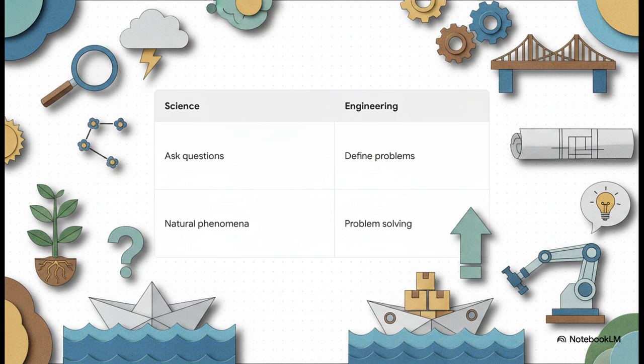Engineering, on the other hand, is completely different. It's about defining problems that need solving. It's taking that scientific knowledge and applying it. For instance, designing a boat that can hold a specific amount of cargo without sinking. Science asks why, while engineering asks, how can we fix this?